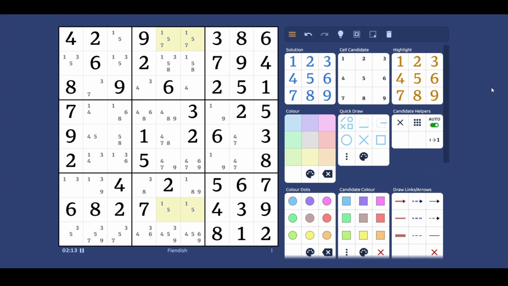Now we could also do the same situation where our BUG-Value cells are diagonal to each other. Some sources consider this to be a different type, though they would call it a type 5 unique rectangle, but fundamentally I think it's the same technique.